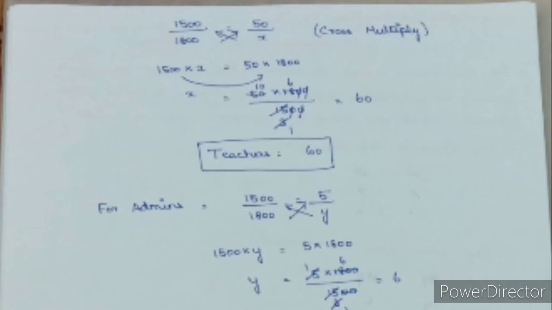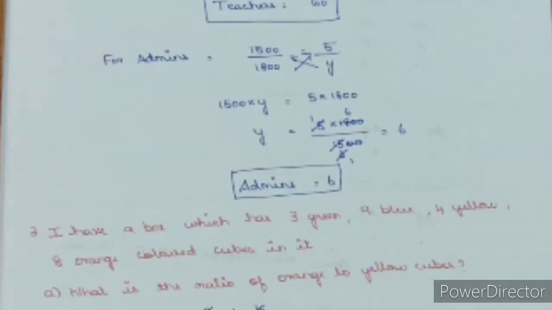1500 into y is equal to 5 into 1800. So y is equal to, then again I am taking this 1500 to the opposite side. y is equal to 5 into 1800 by 1500. So again when I cancel it, what am I getting here? 6. So how many admin staff do we need? We need 6 admin staff. So what is the answer? We require 60 teachers and 6 administrators for 1800 students. Okay, we'll move to the next question.